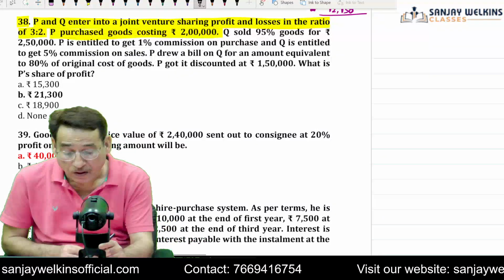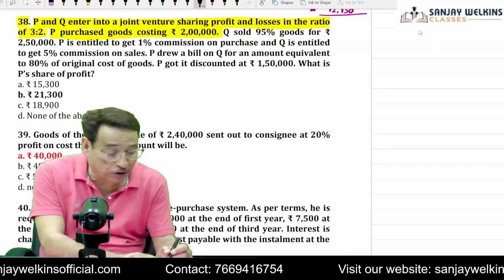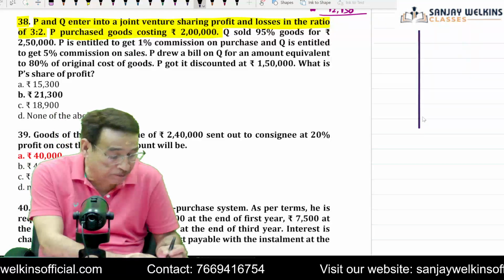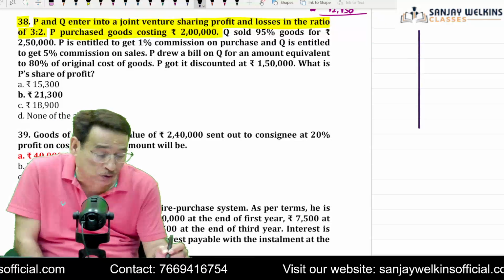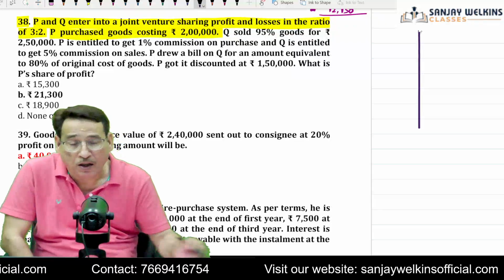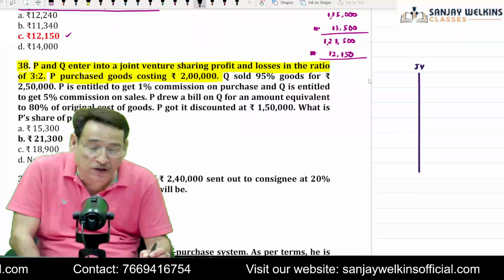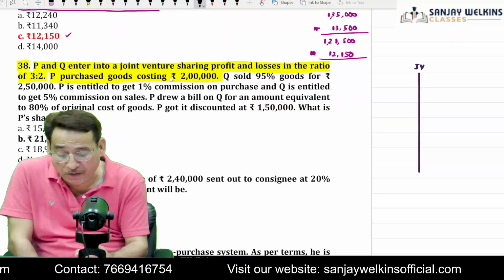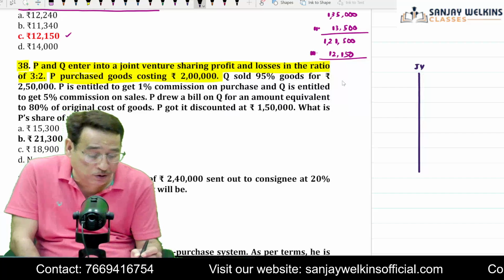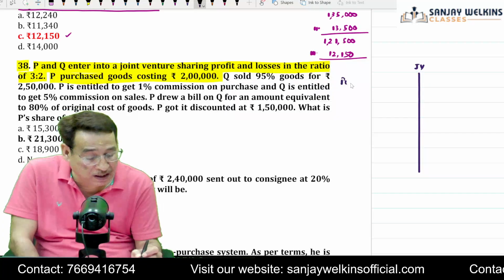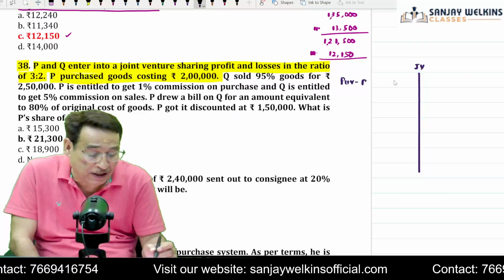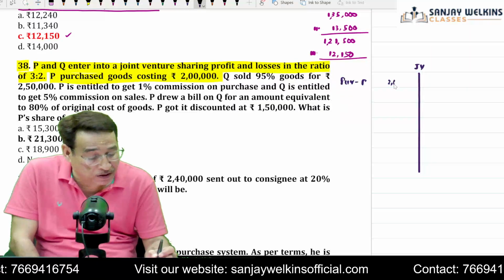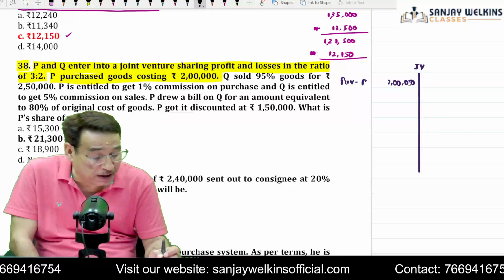Correct? So here I am going to prepare a joint venture account to help you understand better. There are two co-venturers, P and Q, and they have agreed to share the results in the ratio of 3:2. It is given that P purchased goods costing rupees 2 lakh. These are the purchases of P, but it is an expense, so it will be put on the debit side, 2 lakh.